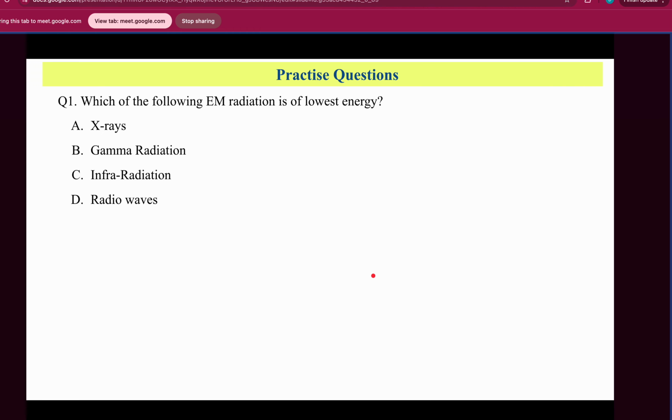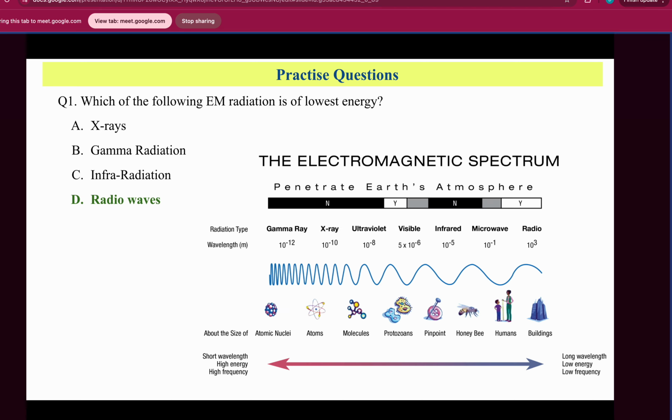Okay, so without wasting any time, I'll quickly go through the answers also. Among all these radiations, the lowest energy one is the radio waves. If we look at the electromagnetic spectrum, we have seen that radio waves have the longest wavelength and they are low in energy as well as low in frequency.